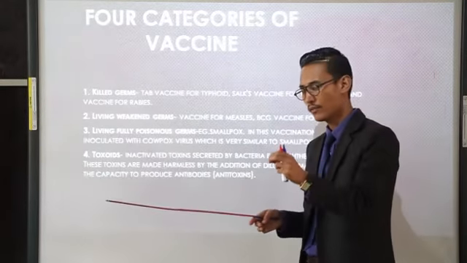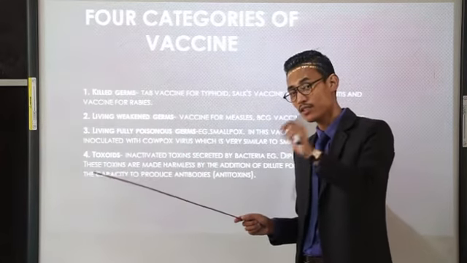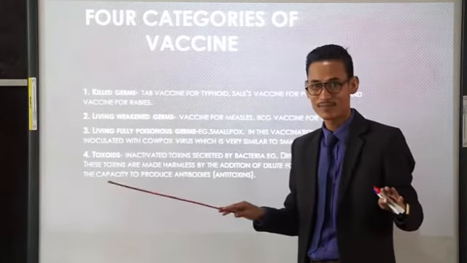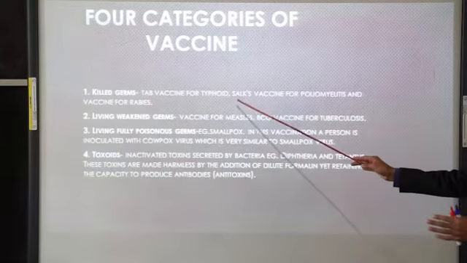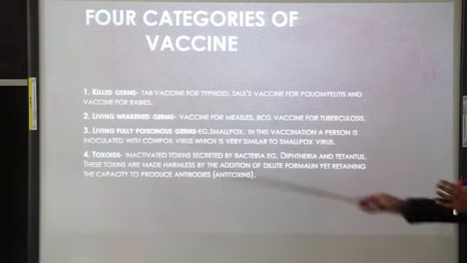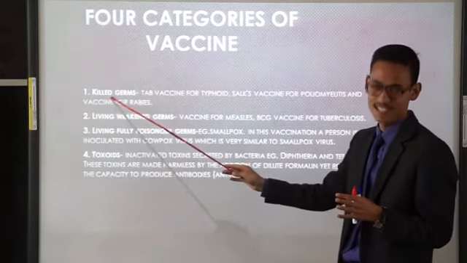Okay, so in case of these killed germs vaccines, the germs which we are using during vaccinations are killed. Examples: TB vaccines, vaccines for typhoid, some vaccines for poliomyelitis, and vaccines for rabies. So all those germs over here are killed.